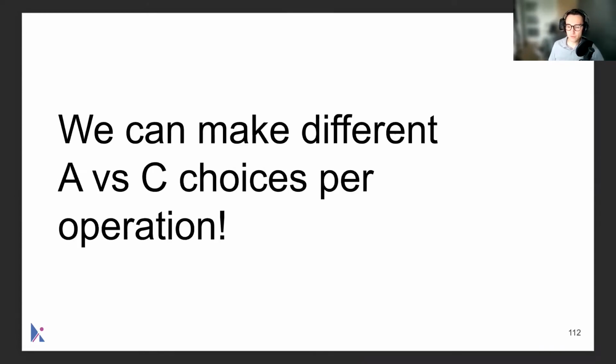But the real point here is that for some of the tools, we can make different availability versus consistency choices per operation. So it's no more a kind of classification. So we cannot classify Cassandra and say that it's always an AP system. It all depends also on how we are using it.